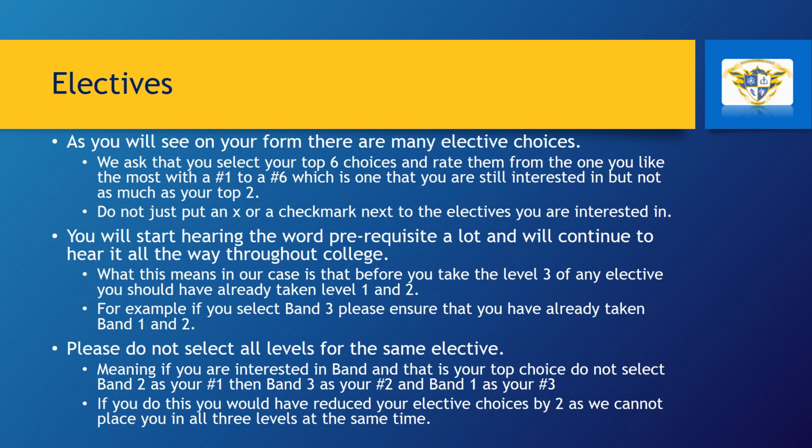Please do not select all levels for the same elective, meaning if you are interested in Band 1 and that is your top choice, do not select Band 2 as your number 1, then go on to select Band 3 as your number 2, and then Band 1 as your number 3. If you do this, you would have reduced your elective choices by 2, as we cannot place you in all 3 levels at the same time.